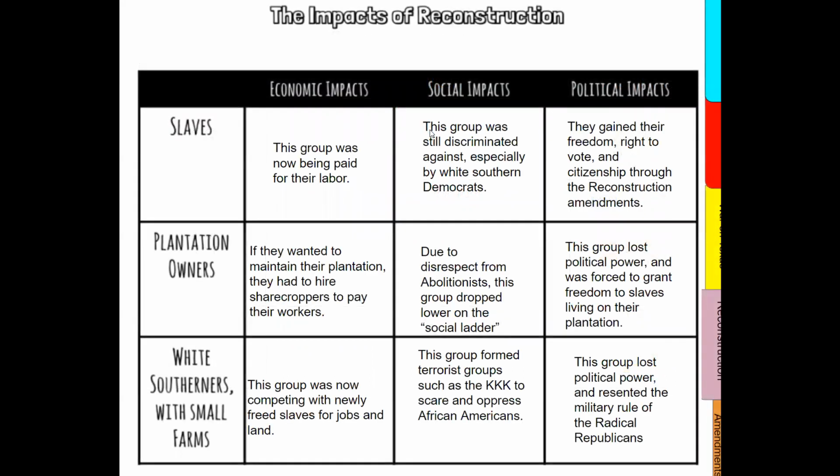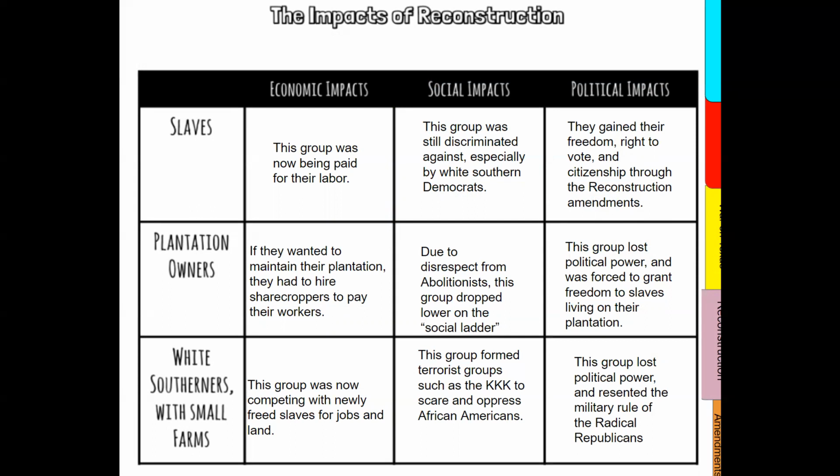Some impacts of the Reconstruction when you're taking a look at it. For slaves, a huge economic impact would be that this group was now being paid for their labor, which is a huge move forward, which means they're no longer slaves, which is the 13th Amendment. A social impact is that the former slaves were still being discriminated against, specifically by white Southern Democrats, which means we're looking at segregation, racial prejudice, as well as black codes and Jim Crow laws being put in place to restrict the African American community. Some political impacts is that African Americans were able to gain their freedom, vote, and have citizenship through the Reconstruction amendments implemented by the radical Republicans.